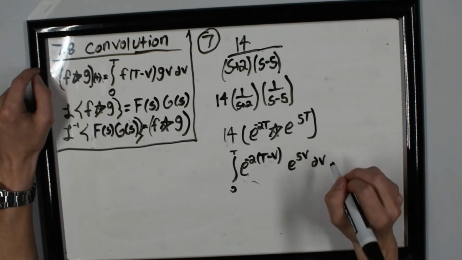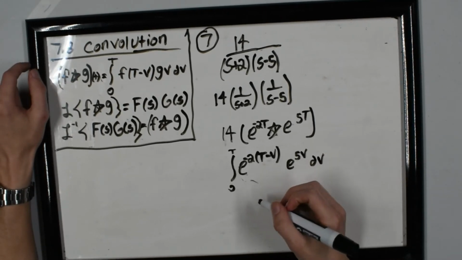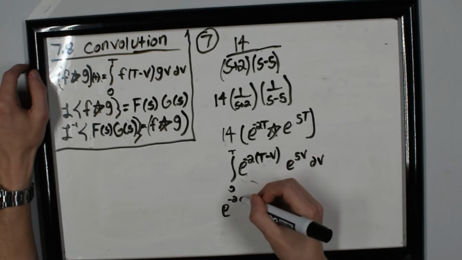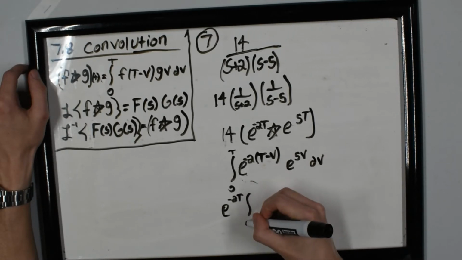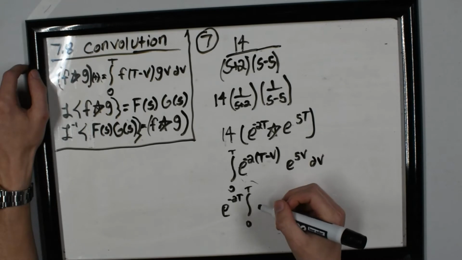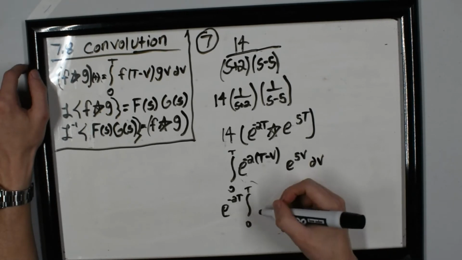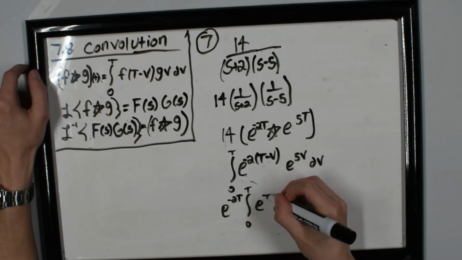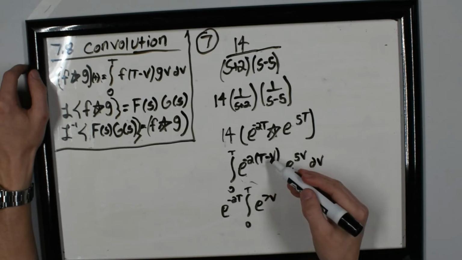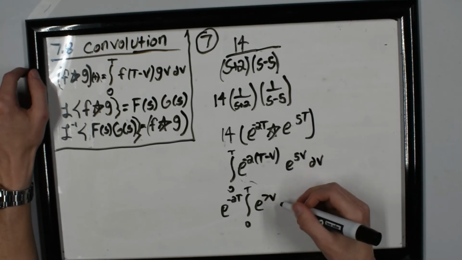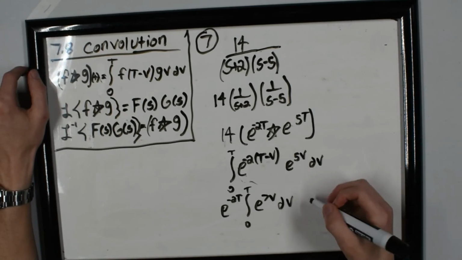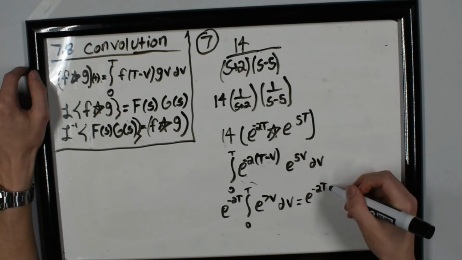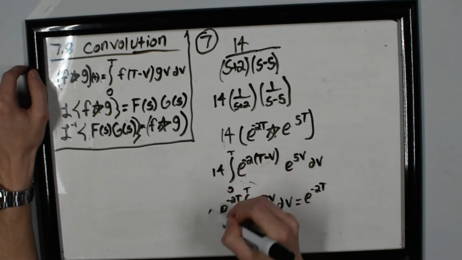Okay, so now what we're going to do is take the integral of this with respect to v. Well, we can take the e to the negative 2t out because we can treat it as a constant. That's partial integration from Calc 3. And we're left with the integral of e to the 7v, because we have e to the positive 2v times e to the 5v, which is just e to the 7v. And the integral of that is equal to e to the negative 2t. Oh, don't forget this 14 out here either.